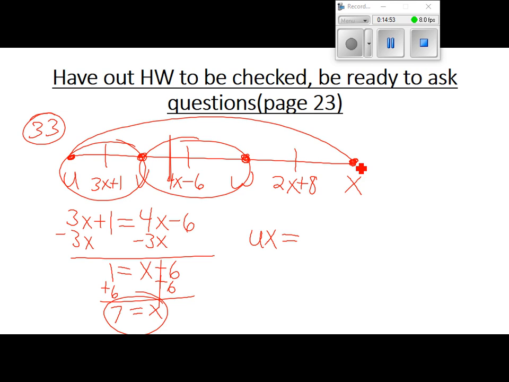Plug in 7. I plug in 7 here, what's 3 times 7? 21 plus 1, 22. Seemed like some of you maybe forgot your multiplication facts. Nobody's yelling out 21 there. Might have been easier to plug in here. What's 2 times 7? 14. 14 plus 8. That makes it a little harder. 22.